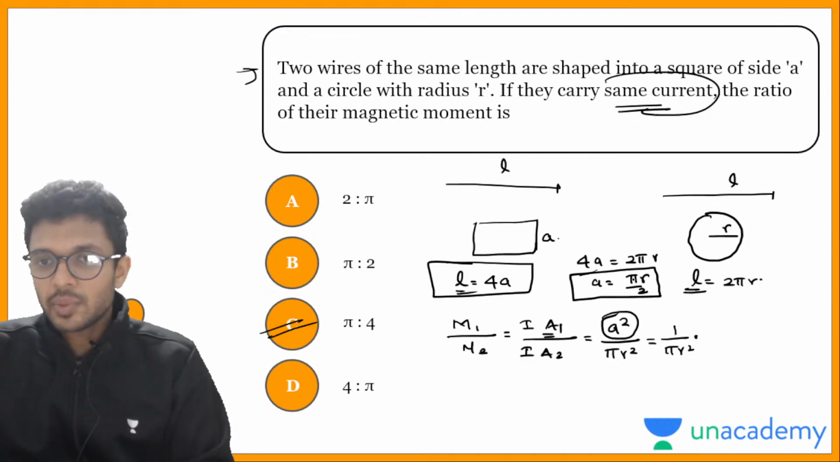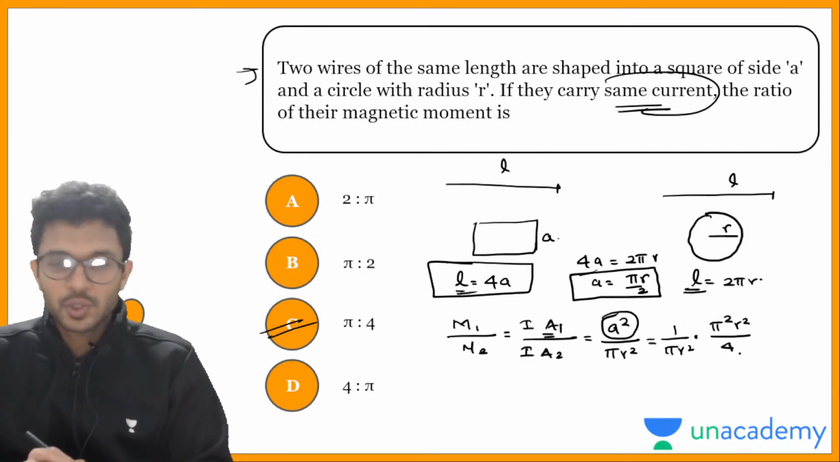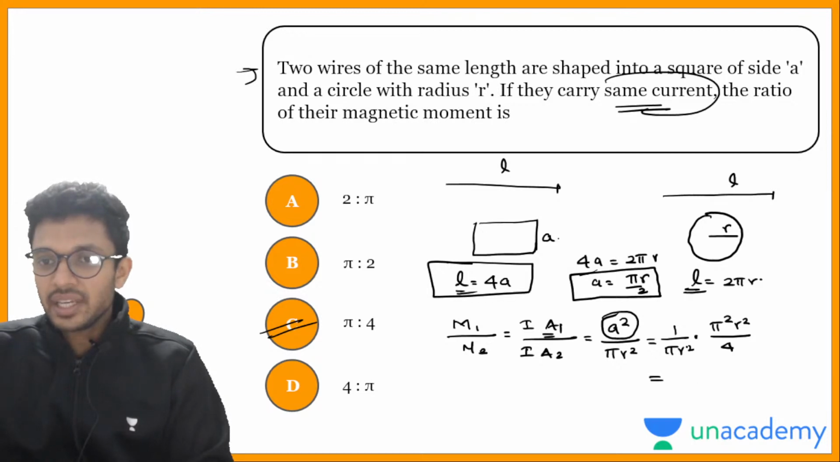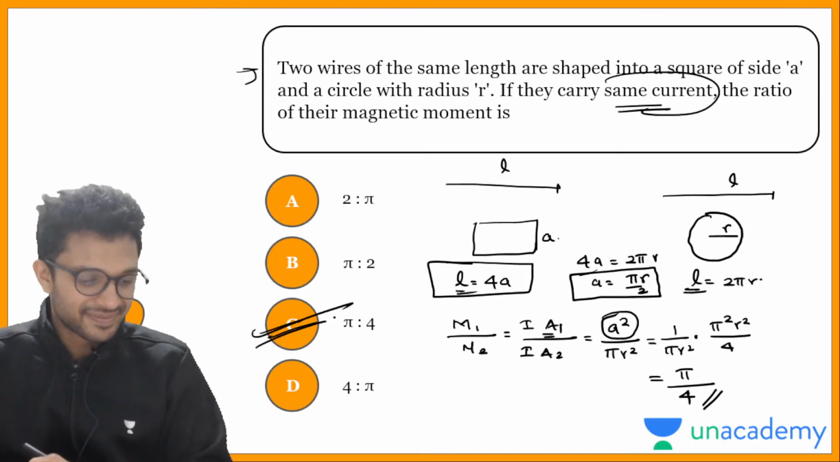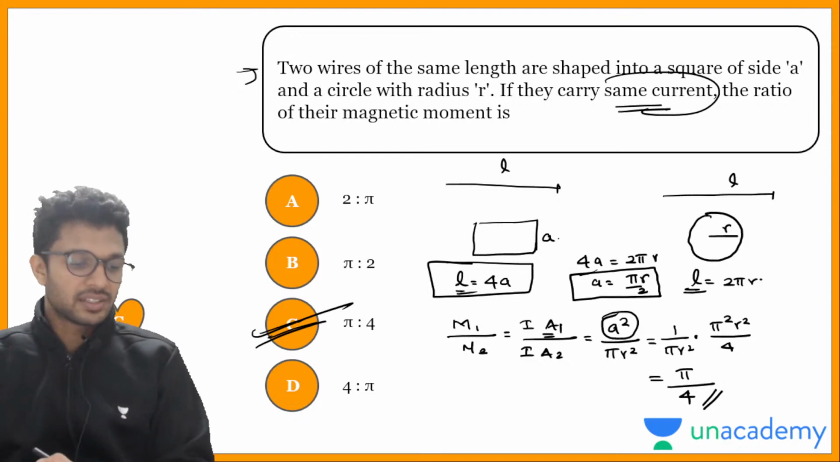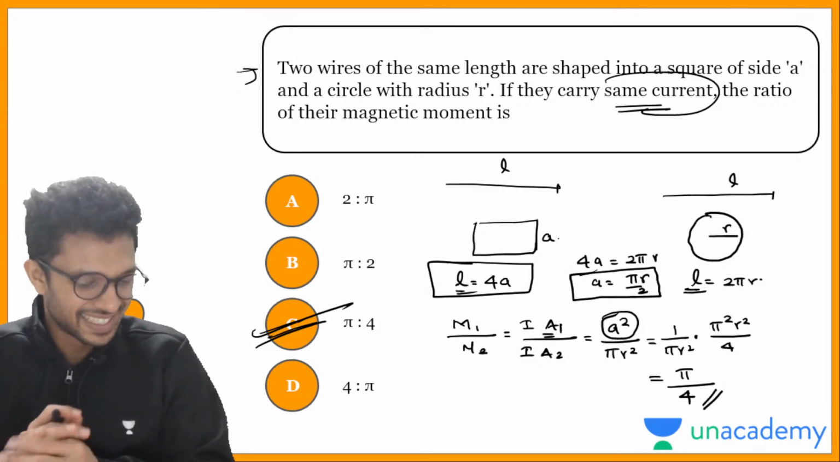A square is how much? Pi r by 2 the whole square, that is pi square r square the whole divided by 4. What can be cancelled? Cancel pi square by pi, r square cancels, there is a 4 in the denominator, pi by 4 is our answer, which is option C. Why is square not there? Yes, absolutely Sahil, why is square not there?